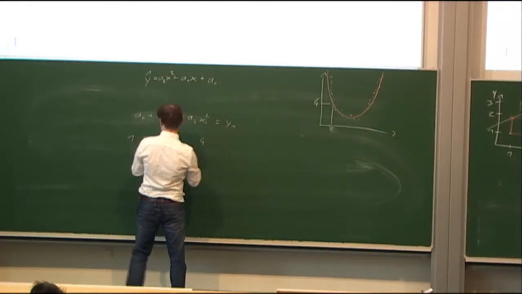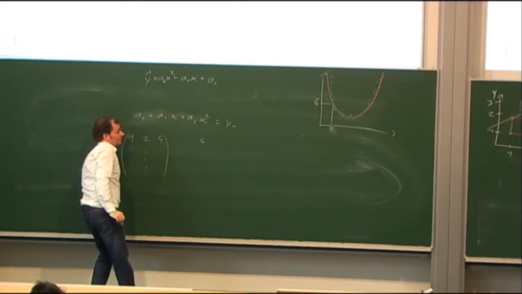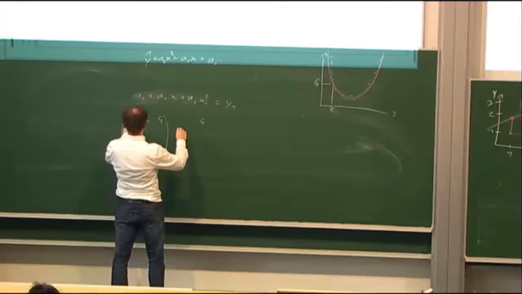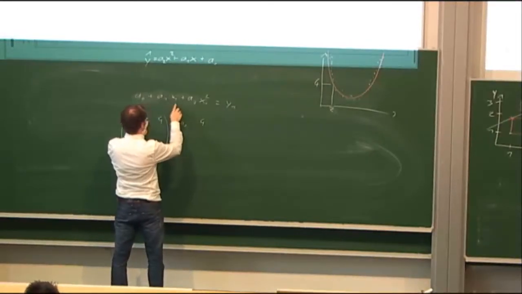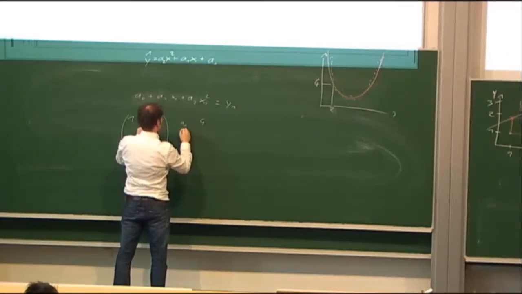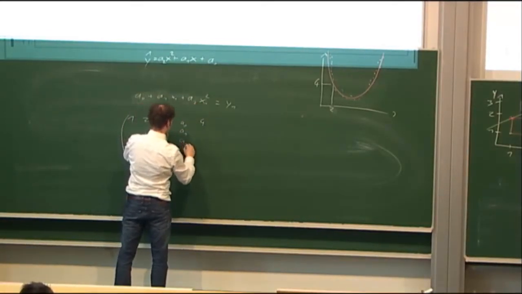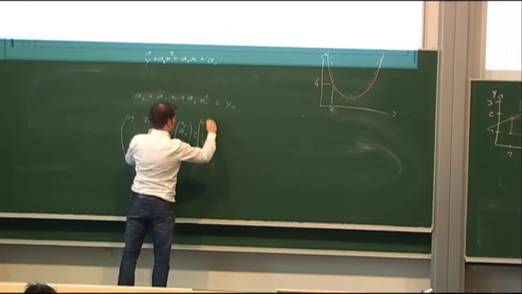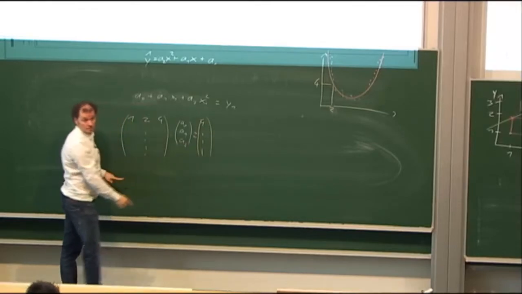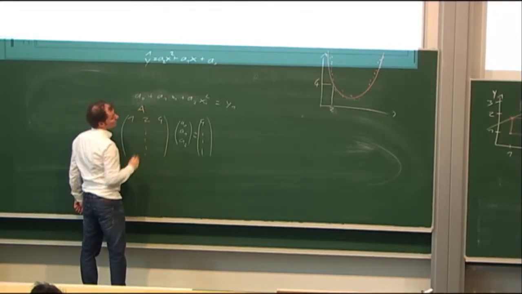So you set up a matrix like this, and 1 times A0 plus 2 times A1 plus 4 times A2 will be 4, and you do the same for all the other data points. And now this is your matrix A.